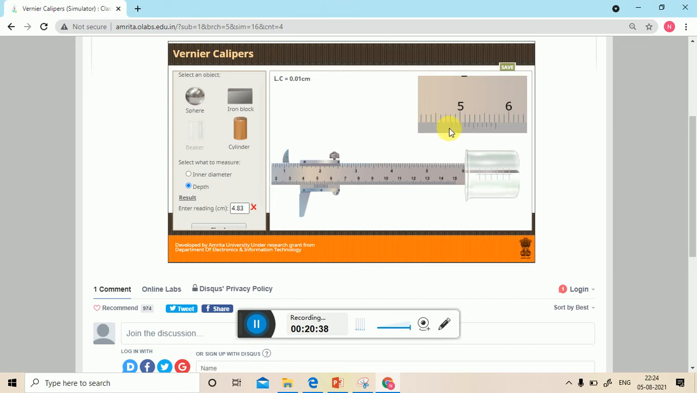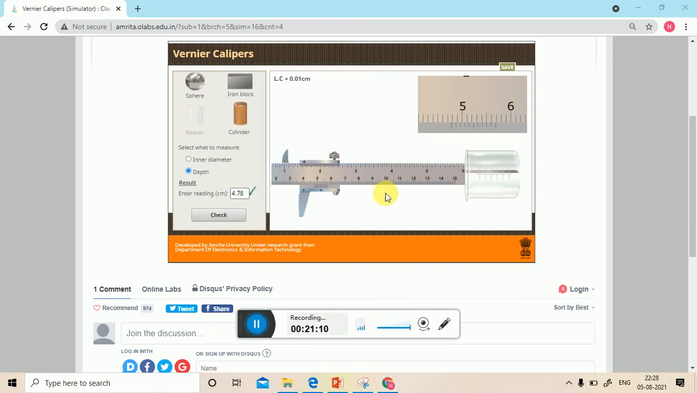So 0, 1, 2, go through this coincidence properly. Third line. Let us check with the second line. So the second line is also not coinciding. The third line is also not coinciding. So let us go with the first line. The first line is also not coinciding. Let me check once again.